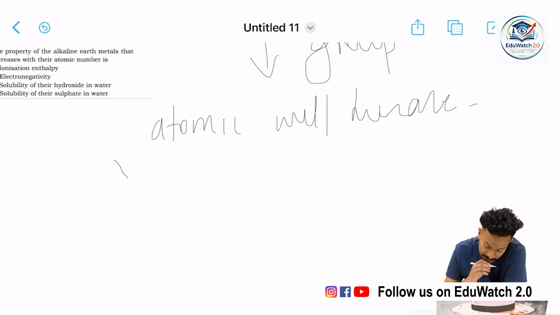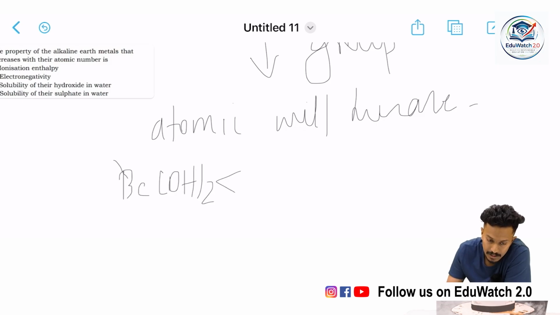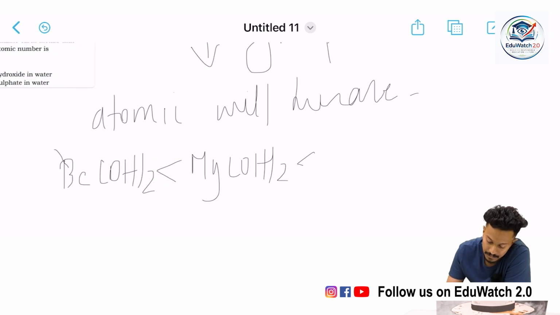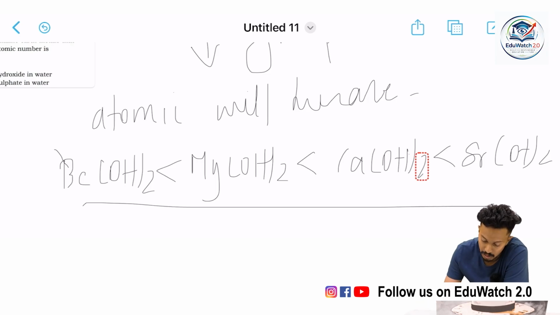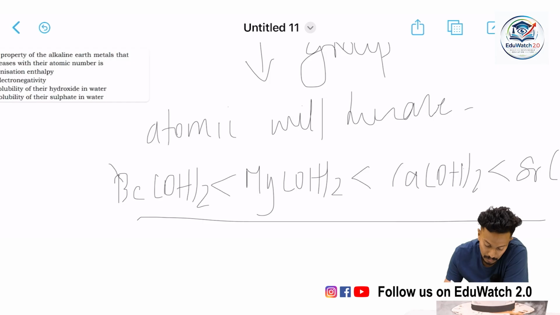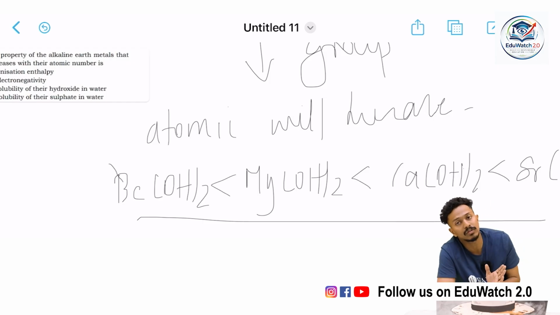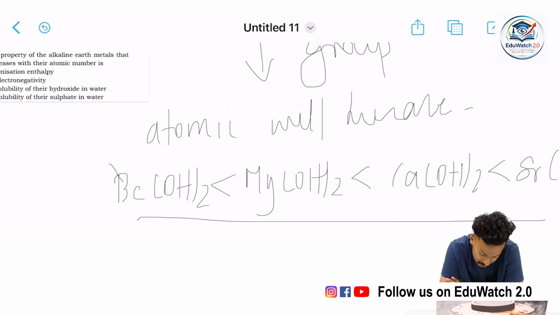So here we could say that beryllium has the lowest atomic radii, followed by magnesium hydroxide, calcium hydroxide and strontium hydroxide. So we could say that the solubility of their hydroxides increases down the group, with increasing atomic number.